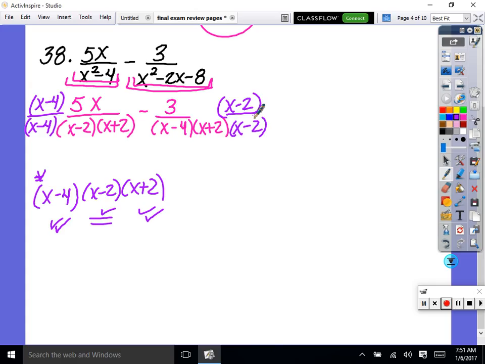So then we multiply straight across. So let's just focus in on this piece here. So we have 5x times x, which is 5x squared.